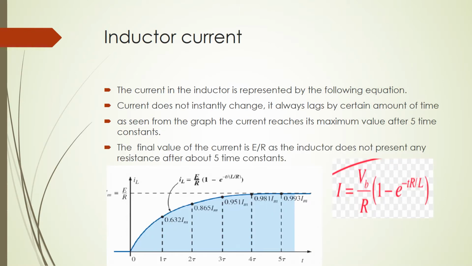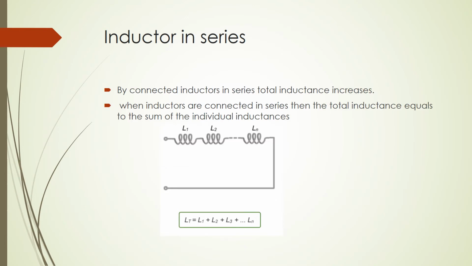So now I'm going to talk about the current through the inductor. The current in the inductor is represented by the following equation. Current does not instantly change, it always lags by a certain amount of time. As seen from the graph, the current reaches its maximum value after 5 time constants. The final value of the current is E over R, as the inductor does not present any resistance after about 5 time constants.